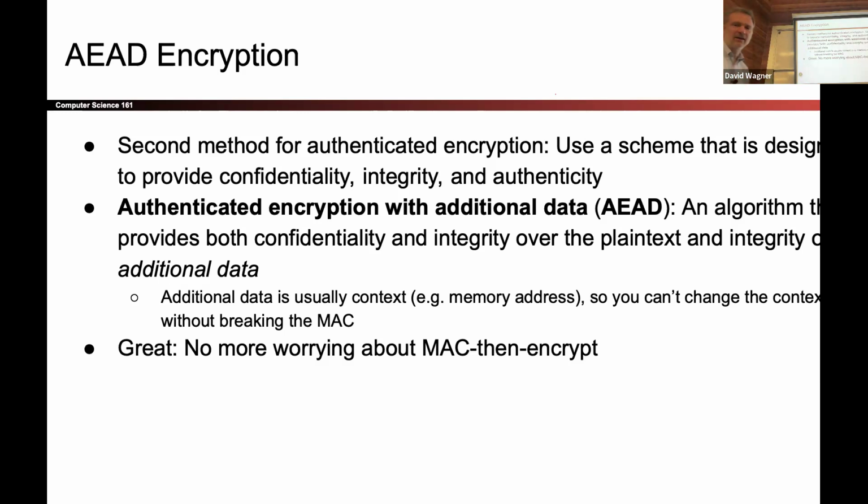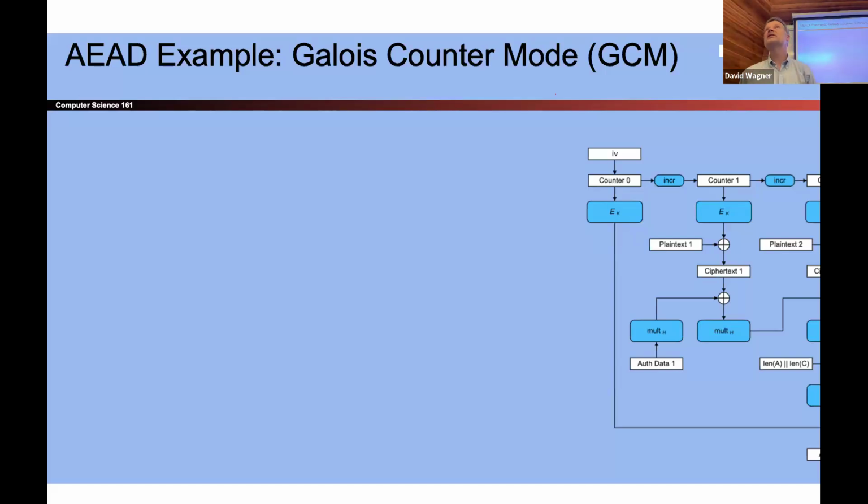So the additional data is extra stuff that doesn't need to be kept secret, but that should still have its integrity protected. So that's kind of convenient, and it makes it really easy to use. And there's schemes that provide this authenticated encryption, or AEAD, authenticated encryption with additional data. And you can just use an off-the-shelf one.